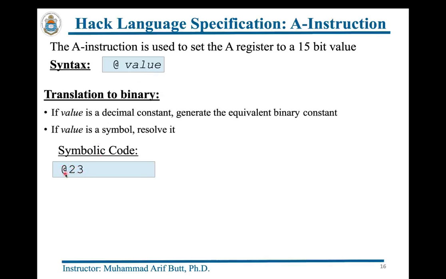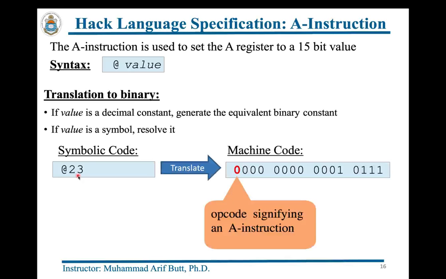Well, to generate the machine code for an A instruction, we simply convert the decimal constant, this 23, to a 15-bit binary number, and in case of a symbol we resolve it. So here is the corresponding machine code for this symbolic instruction. Note that the most significant bit is 0, which is the opcode for the A instruction. Followed by the opcode bit, we have a 15-bit binary equivalent to the decimal constant 23.